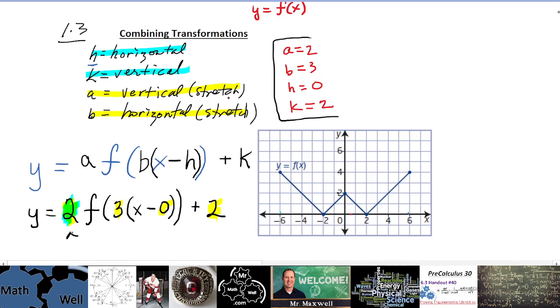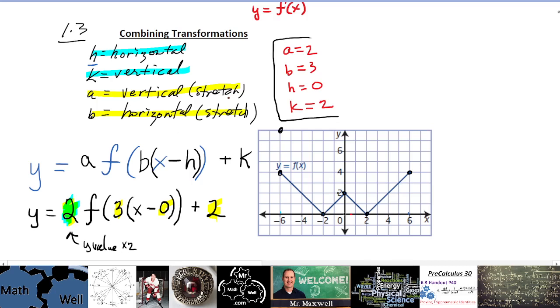So let's take a look at the vertical stretch stage first. Every point, and we'll just pick some of the important points that are on the graph, just the corners of the W, each of those y values of these points have to be multiplied by 2. Y value times 2 for every point. That's what this A means. So this point is a 4. It's going to go up to an 8.